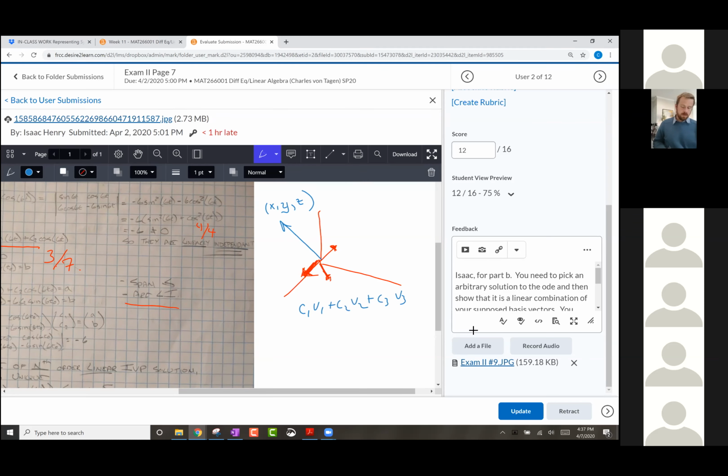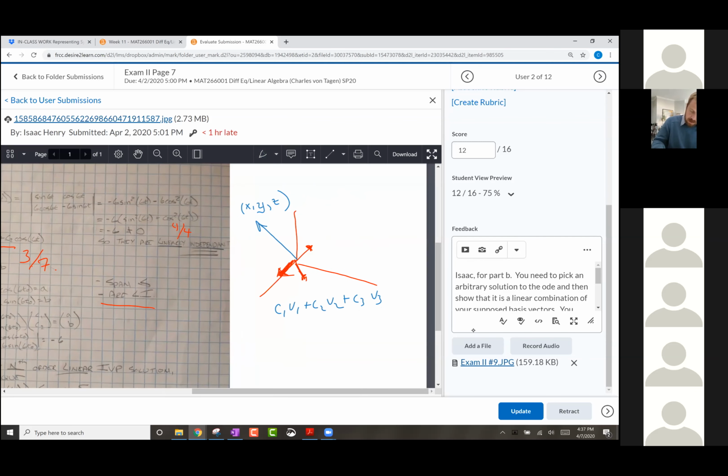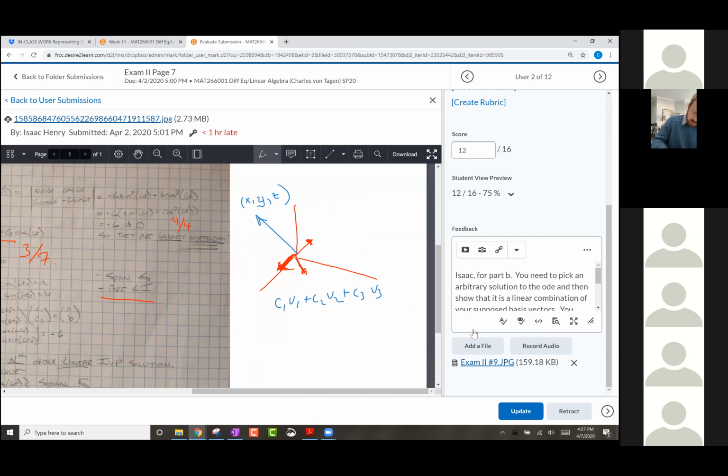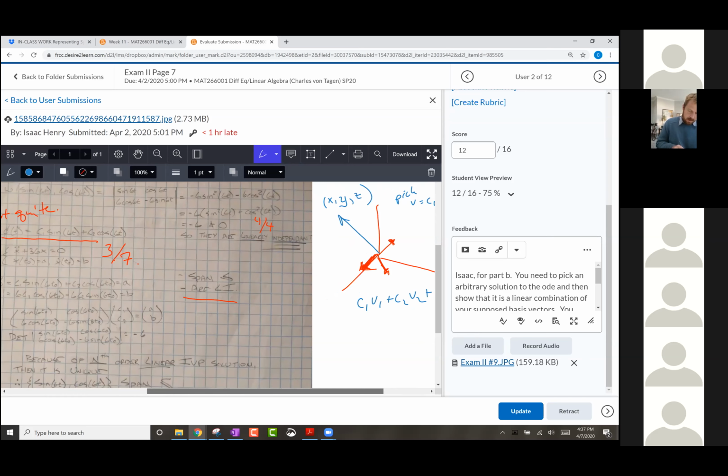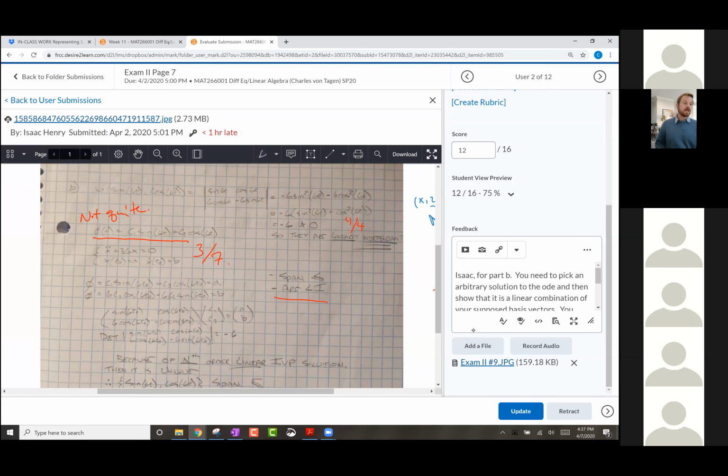So your problem was here when you picked. It would be incorrect to say pick some vector equal to C1 V1 plus C2 V2 plus C3 V3, because then you've already said that it is a linear combination. So it already is the vector. Yeah. Okay. So I kind of did circular reasoning then on the test. Exactly. You assumed your conclusion and then said your conclusion was true.